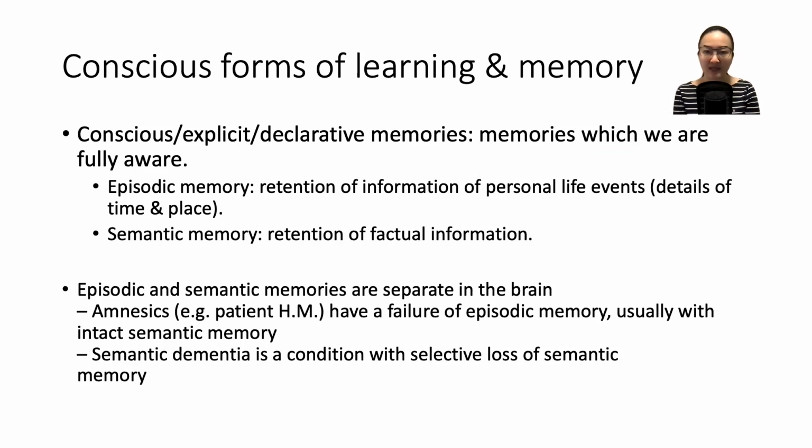Episodic and semantic memories are separate in the brain. Amnesics, for example patient HM, have a failure of episodic memory, usually with intact semantic memory. That means that the patient doesn't remember the personal events, details of time and place, but still remembers the facts, the factual information. Semantic dementia is a condition with selective loss of semantic memory.